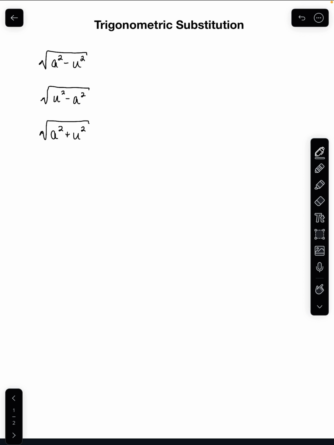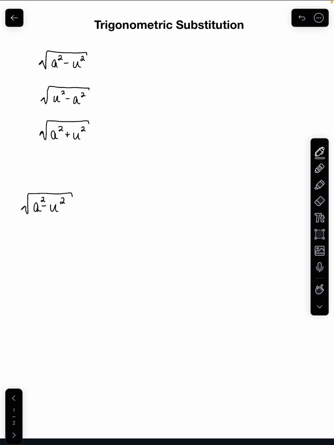You may notice that each of these is something that can be the result of the Pythagorean theorem applied to variations of a right triangle. So we will consider each of these scenarios one at a time, along with an example that uses each. To start with, we will look at triangles that would produce this expression as the length of one of the sides.